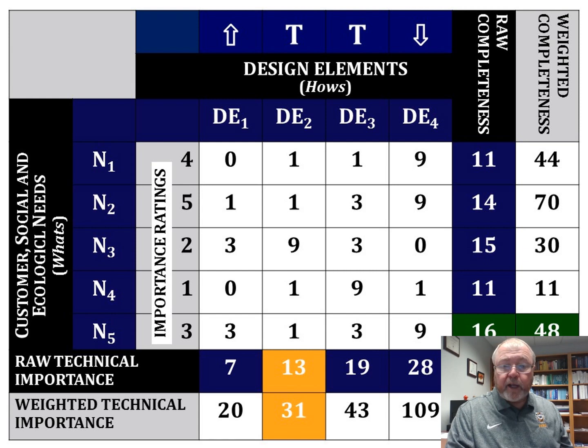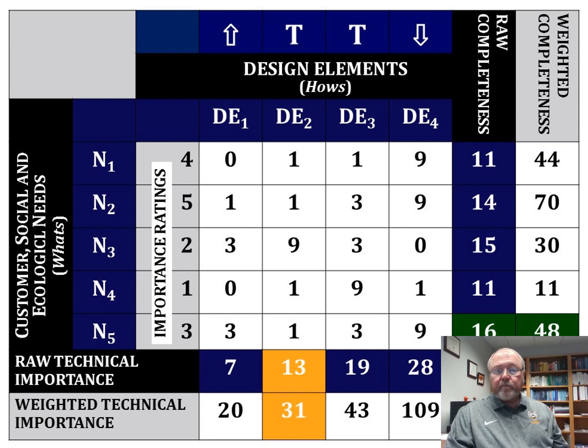Okay, now what I actually prefer, again, is I prefer not the weighted values, but the raw values, where I would just add up the strengths. So for design element 1, that's 0 plus 1 plus 3 plus 0 plus 3 is 7. For design element 2, 13. For design element 3, 19. For design element 4, 28. Singly considered, we can see that design element 4 is the most important.